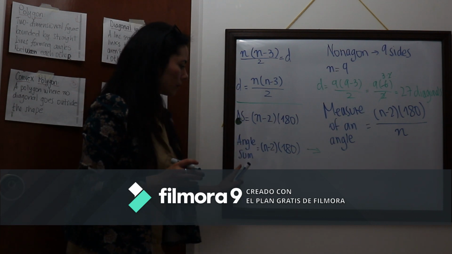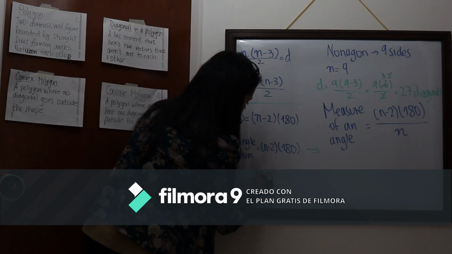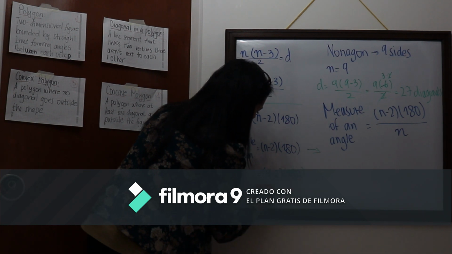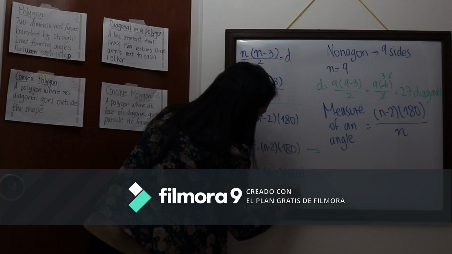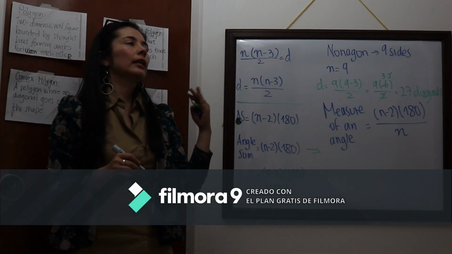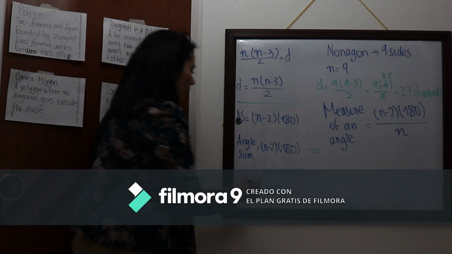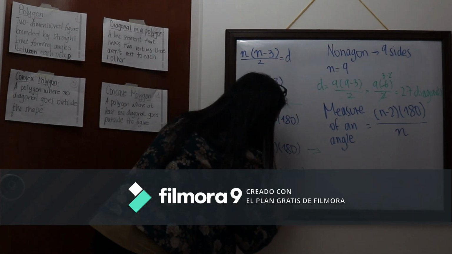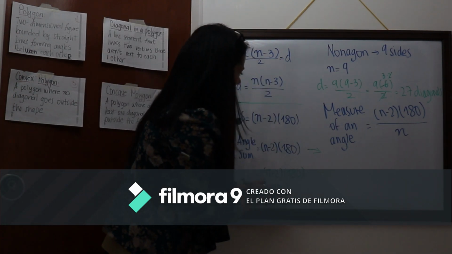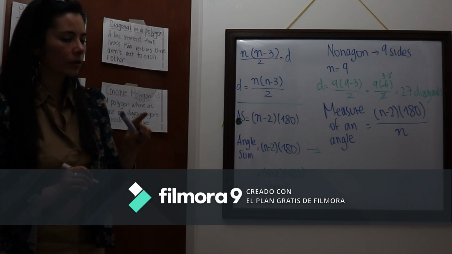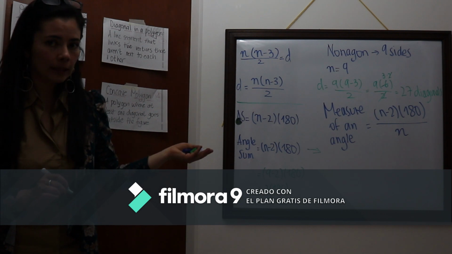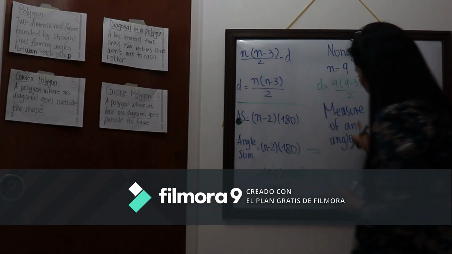Now, let's think about the angle sum. The angle sum here is going to be, again, (9 minus 2) times 180. That's going to be 7 times 180, which is 1,260 degrees. How much did I take? Probably 10 seconds? Yeah.